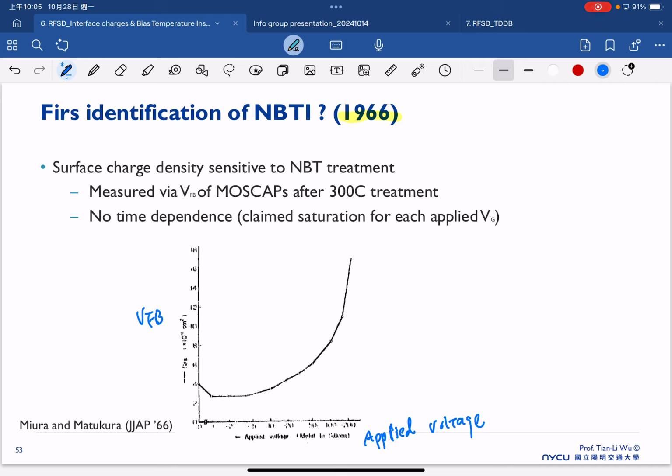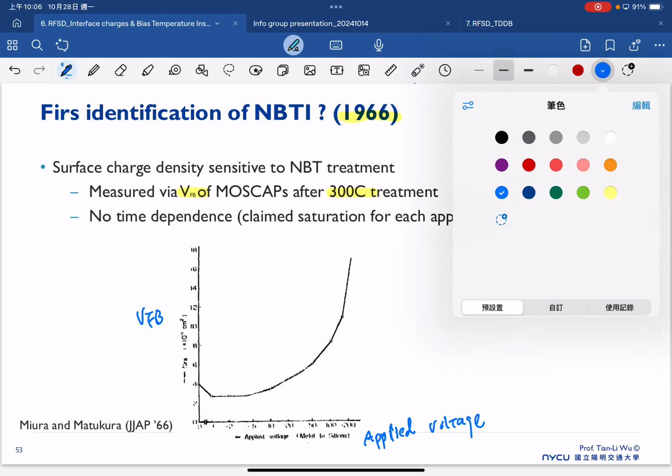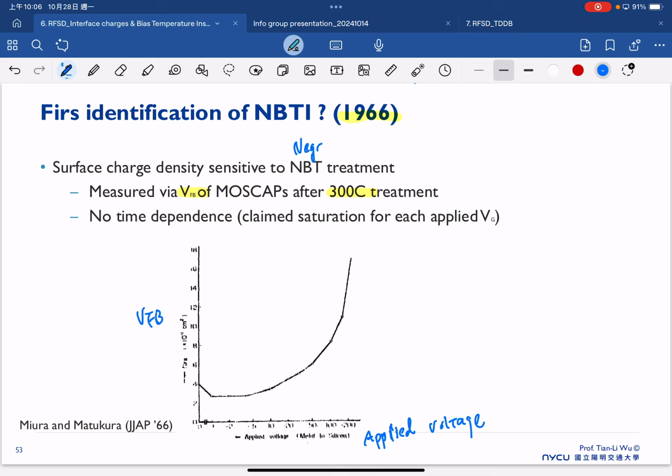Now we can see that once we apply a larger voltage, our flat band voltage starts to shift. This is an experiment measuring the flat band voltage of a MOSFET after a 300 degree Celsius treatment. So this is NBT. The NBT means negative bias temperature.